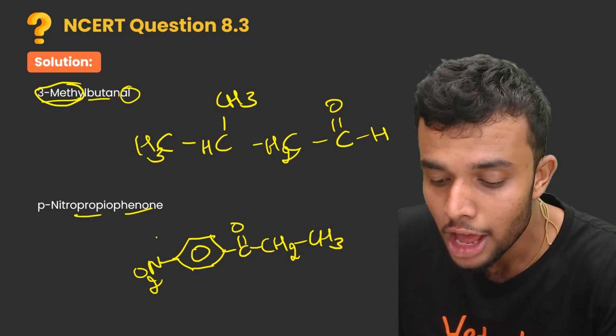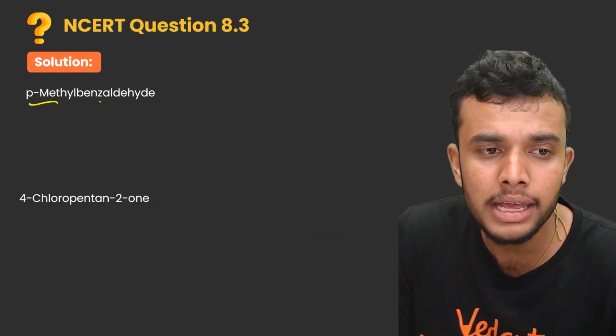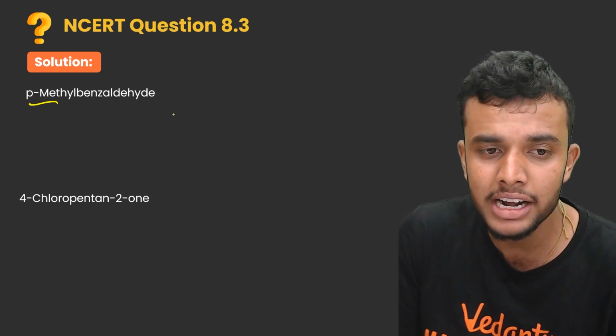Okay, students, understood? If you have any doubt, let me know in the comment section. And next, move on to the third one. The third one is para-methylbenzaldehyde. It's very easy. We already know benzaldehyde.